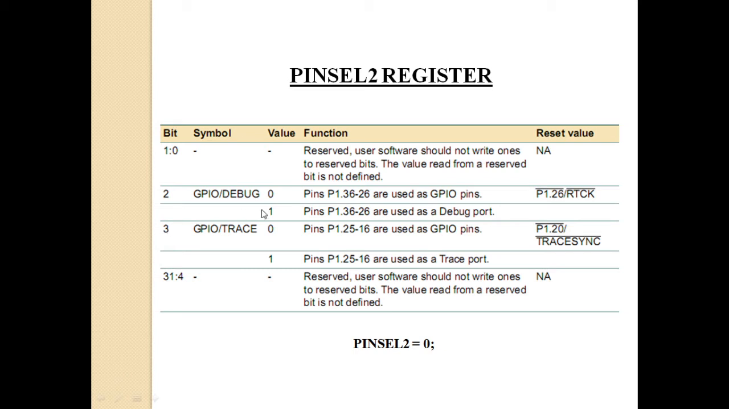Right. So if I am writing value 0 in bit number 2 of pin select 2 register and value 0 in bit number 3 of pin select 2 register, you will be configuring P1.16 to P1.31 as GPIO. Right. So what value should I write?